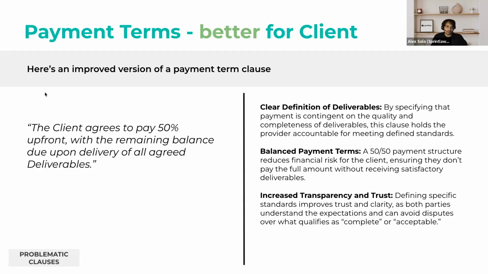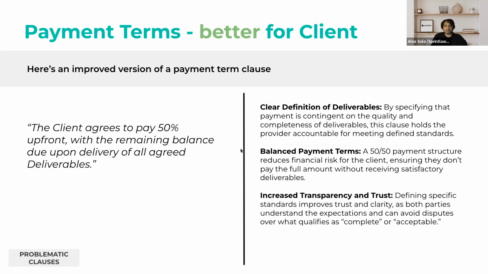So a better version of this clause would look like this. The client agrees to pay 50% upfront with the remaining balance due upon delivery of all agreed deliverables. So we've got a capital D there for deliverables, and presumably there would be a definition of deliverables, which makes it quite clear what the client's going to get. The client has only parted with 50% payment. The other 50% will be paid at the end. So it reduces the risk for the client. And it actually will result in a better service, because the service provider knows I'm not going to get my remaining 50% payment unless I do a really good job and until I've delivered the deliverables at a quality that the client's happy with.